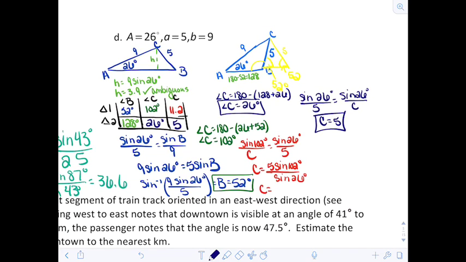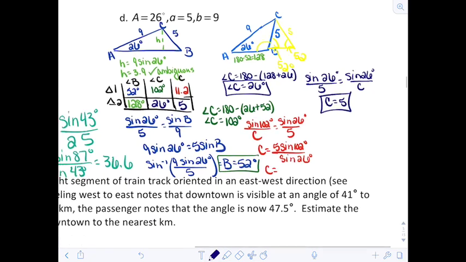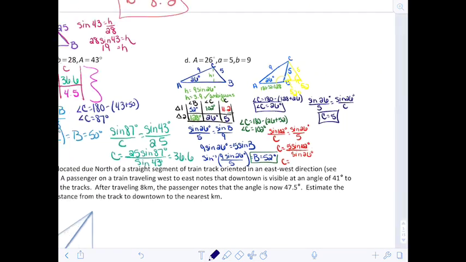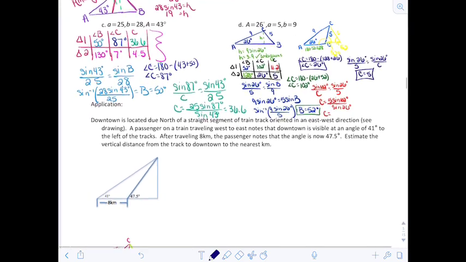Lots of work there, pretty tedious. Really sorry about the mix-up with the angle. I was reading the wrong one, so I apologize for that. But hopefully we're back on track with that, and that did not confuse you too badly.